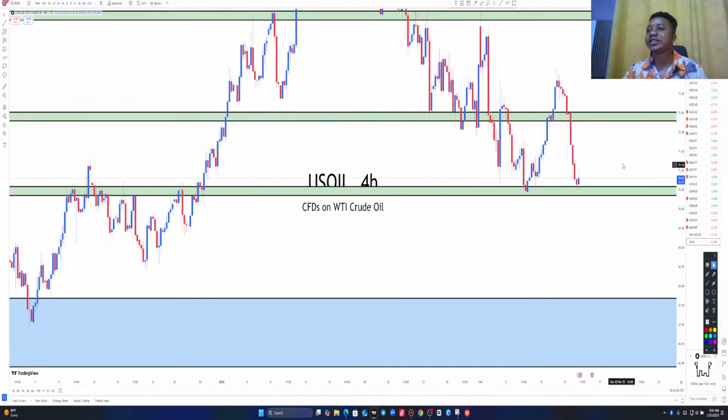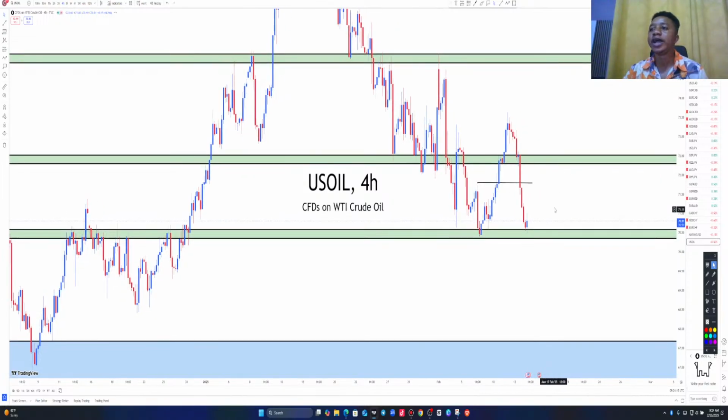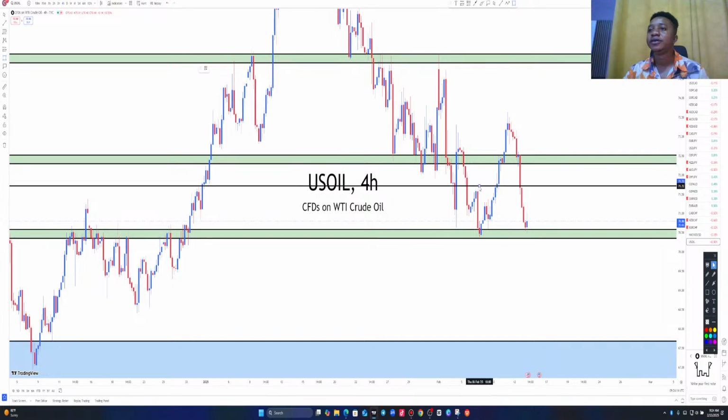All right, so this is the 4-hour time frame of US oil. Let me put the 4-hour level here. All right, so as I said yesterday, we were looking for an opportunity to buy from here to the upside, but no candle confirmation was found. The entry to buy became invalid.